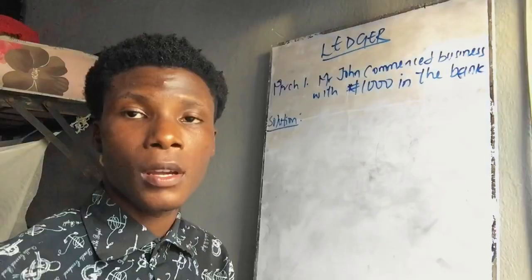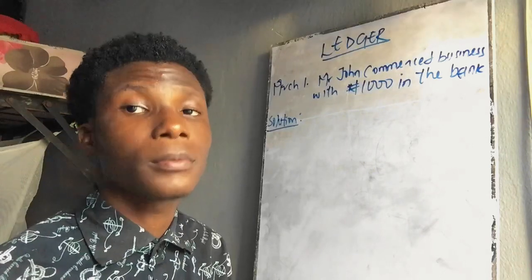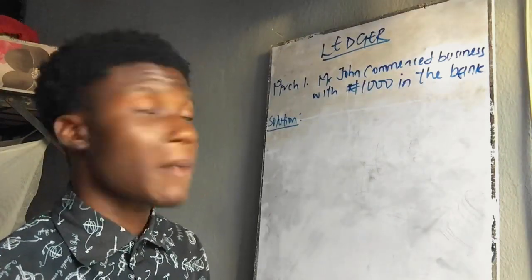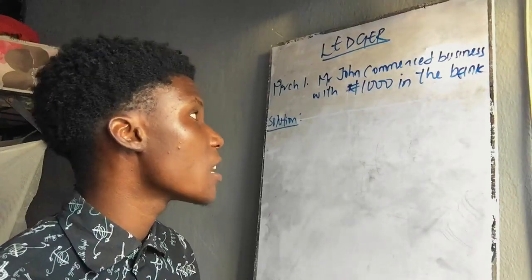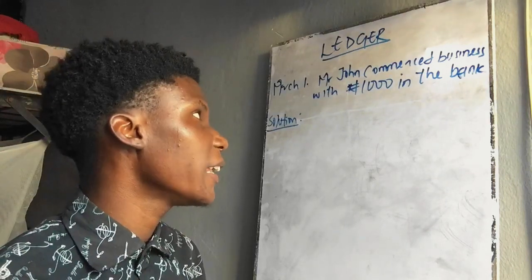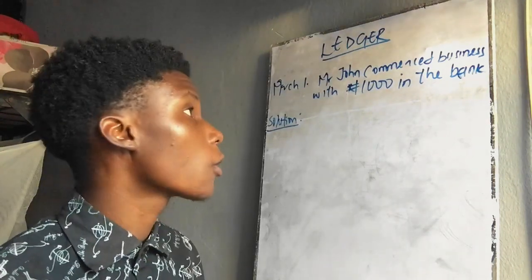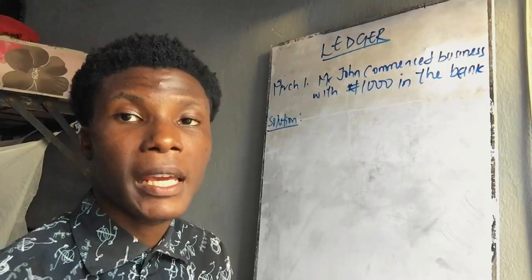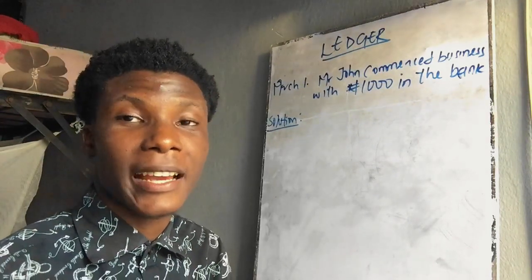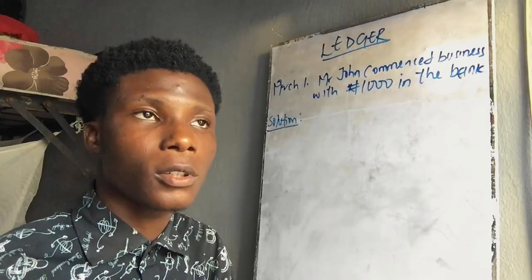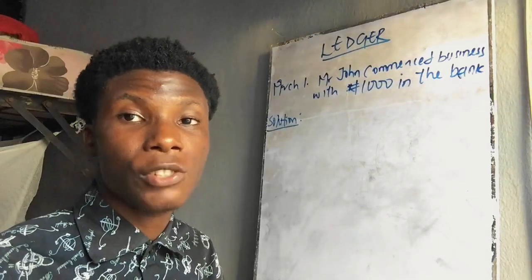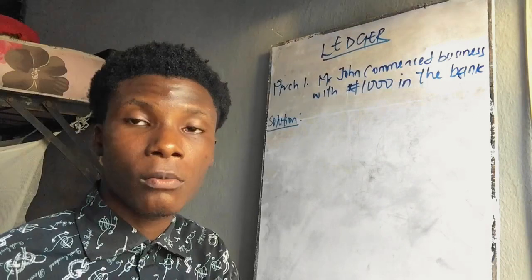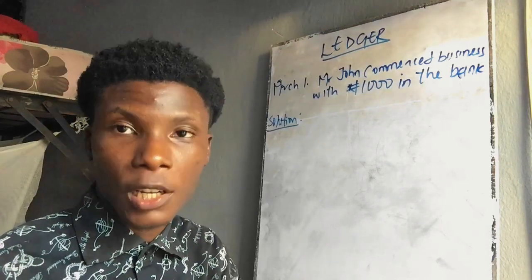So having said all of that, I will go ahead to make illustrations for easy understanding. Let's start with this illustration. March 1st, Mr. John commenced business with 1,000 naira in the bank. If you check my previous video, I explained how transactions such as this are usually posted. That is you applying the double entry principle.